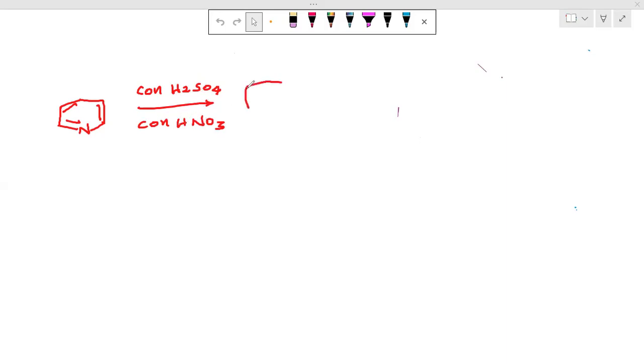Next one, now we're going to look at electrophilic substitution reactions. First it is taken as pyridine. Pyridine reacts with concentrated sulfuric acid and concentrated nitric acid, and then we heat it well. This is nitration, with the nitrating mixture. The nitro group attacks and is formed at the C3 position.